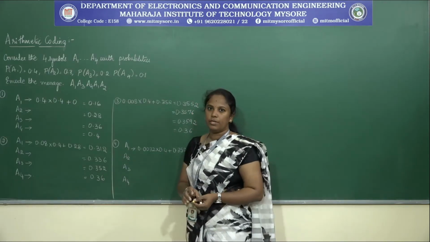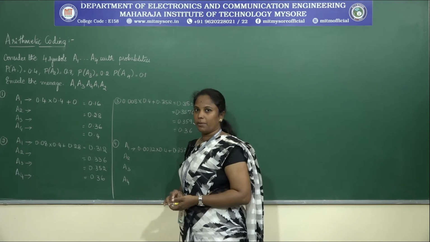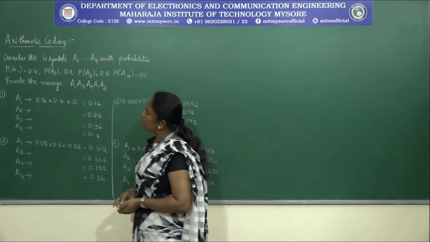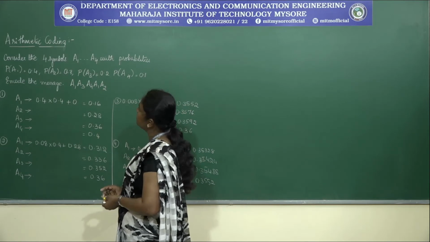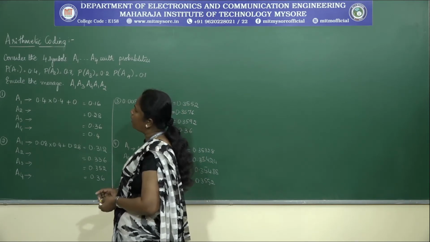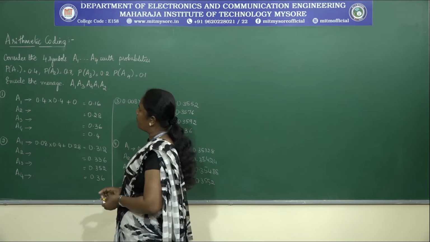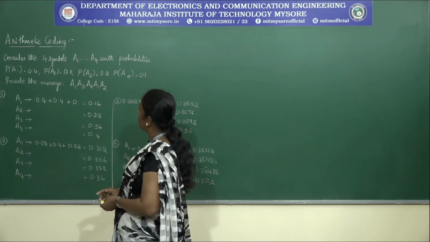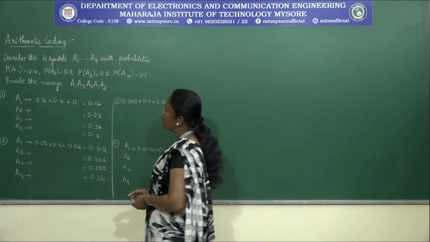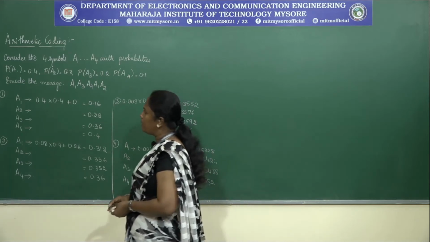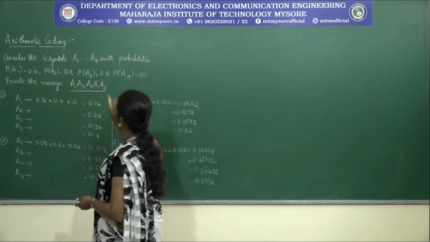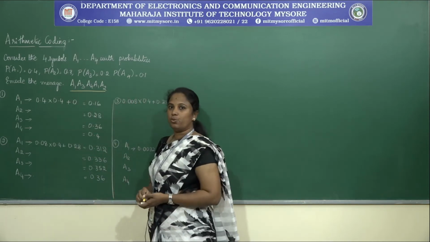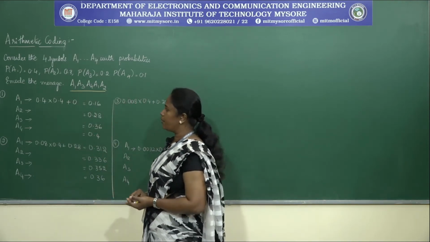Okay, let us look into the next example with respect to arithmetic coding. We consider 4 symbols, A1 to A4, with probabilities P of A1 equals 0.4, P of A2 equals 0.3, P of A3 equals 0.2, P of A4 equals 0.1. We also need to encode the message A1, A3, A4, A1, A2. So this is what we need to perform the encoding.